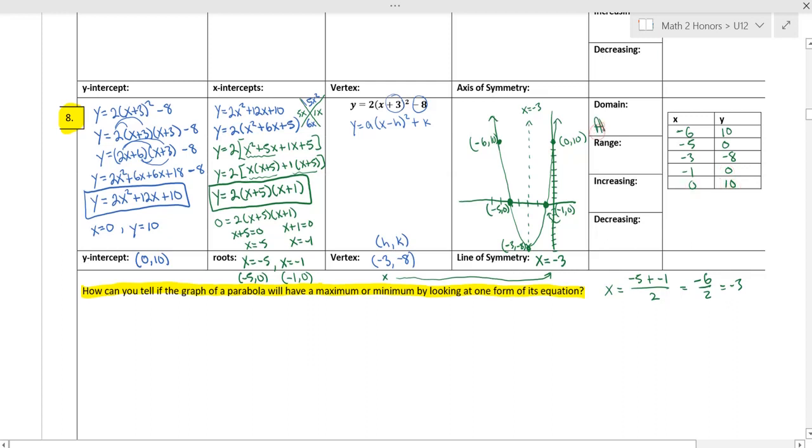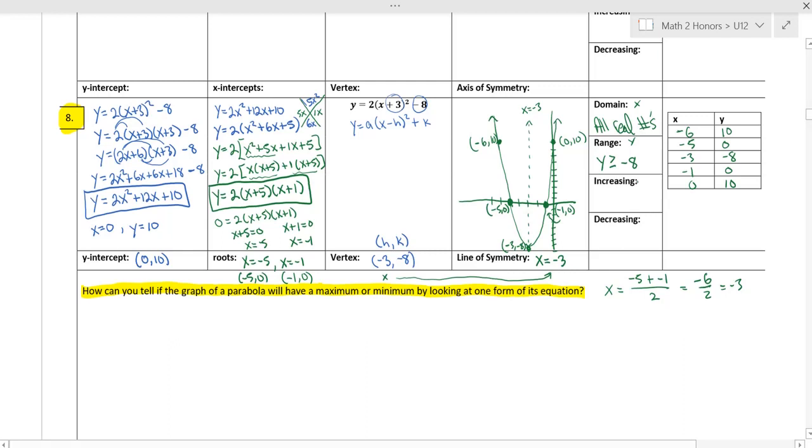Domain is all real numbers. Right now that's what it's going to be for all parabolas until we get into more word problems or contextual problems. The range: the lowest this goes is at (-3, -8). So negative 8 is the lowest. You look at y values. Domain is about the x, range is about the y values. So all y values bigger than or equal to negative 8 is the range of this parabola.